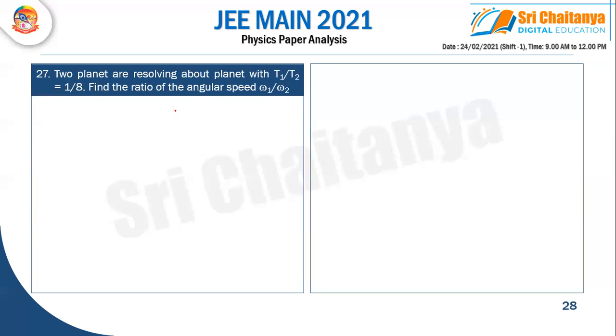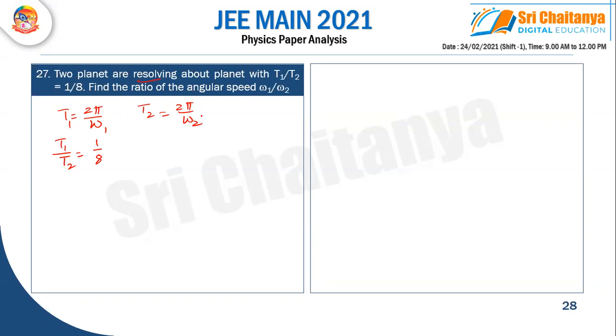Two planets are revolving about a planet with T1 by T2 equal to 1 by 8. Find the ratio of angular speed. Now we have T is equal to 2 pi by omega. T1 by T2 is given as 1 by 8, and T2 is equal to 2 pi by omega 2.